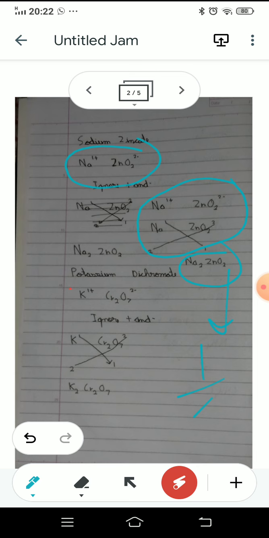Now friends, potassium dichromate. First of all we write the symbol of potassium, that is K 1 plus, then dichromate Cr2O7 2 minus. Ignore the plus and minus signs, interchange the valency, and you can see the formula over here. What is the formula? K2Cr2O7. This is the formula. Now let me go to the next frame and look at some more examples of formulas.